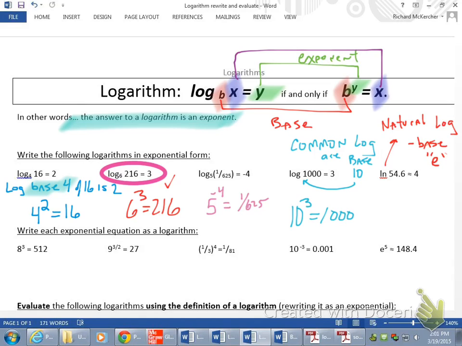So we're going to rewrite this one as e to the fourth. E is the base. E is that special number, 2.718, raised to the fourth power equals 54.6. And you can put that in your calculator and check. Try 2.718 to the fourth power. You should get this answer. We're going to try it the other way.